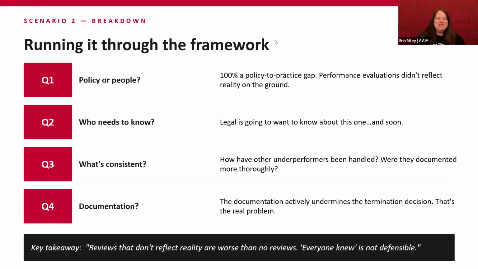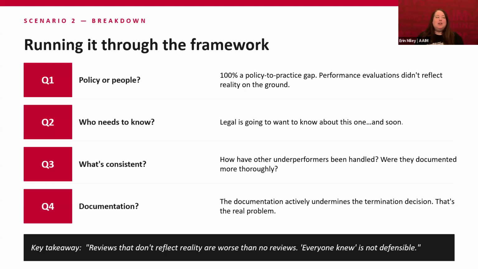Documentation. This is the one that keeps HR up at night and all of us stressed out, with gray hair sprouting from all that head. The documentation doesn't just fail to support the decision, it actively undermines it in this situation. Two meets expectation reviews are evidence she was performing adequately. So that's going to tell a completely different story and is not defendable. In this situation, everyone knew is not a defense.